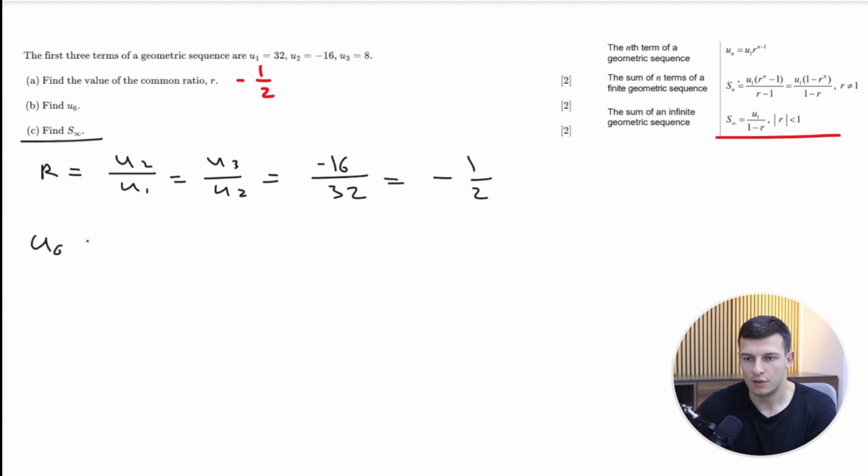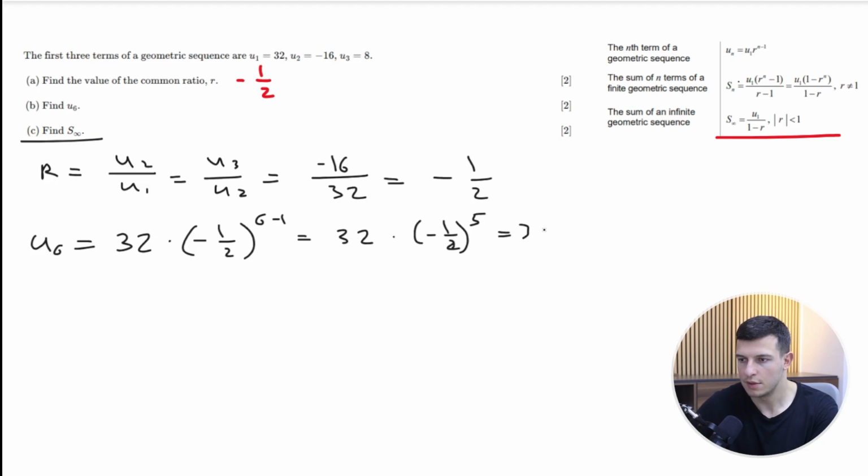Find U6. U6 is equal to, what do we know already? We know that U1 is 32, so I'm going to write that. I'm using the formula, by the way, times R. My R is negative 1 over 2 to the power of n minus 1, so 6 minus 1. So 32 times negative 1 over 2 to the power of 5. And if you know your exponents, you will know that this is going to be, well, this will stay 32.